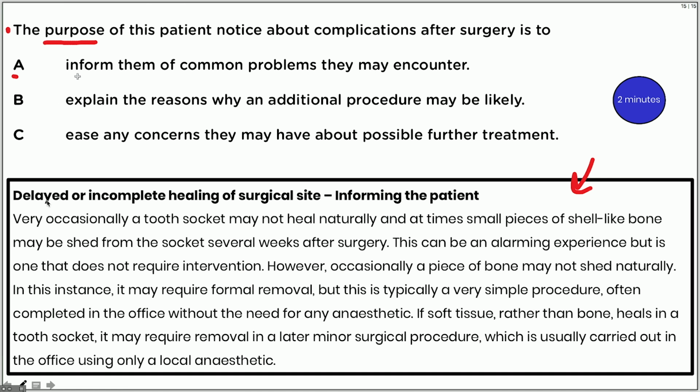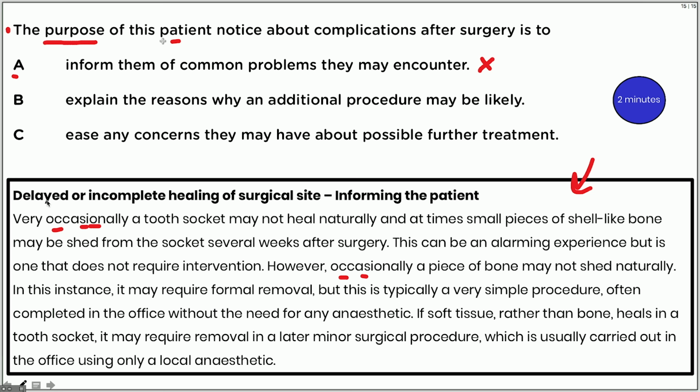A, is the purpose to inform the patients of common problems they may encounter? Well, very occasionally this will happen. Again, the use of the word occasionally. It's certainly not discussing common problems. So that one's actually glaringly, obviously wrong. We're going to remove that one, not choose that one.